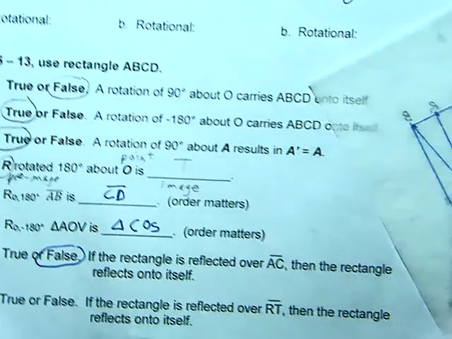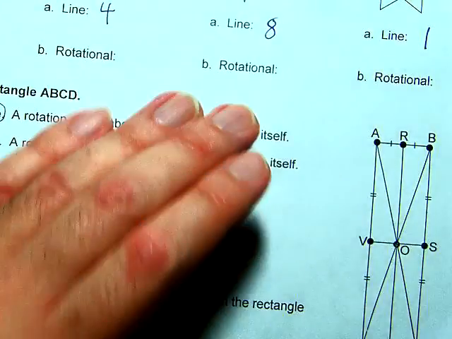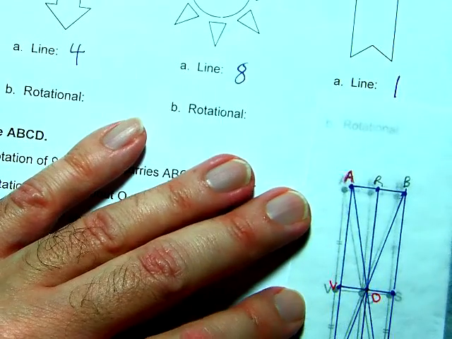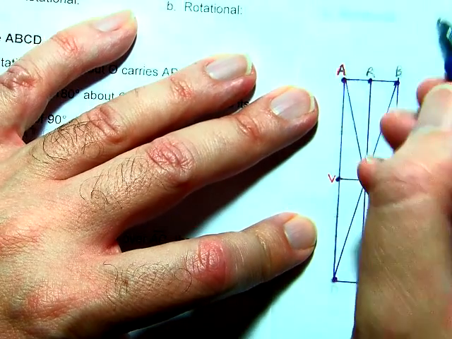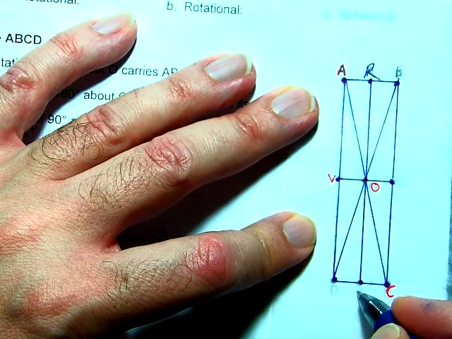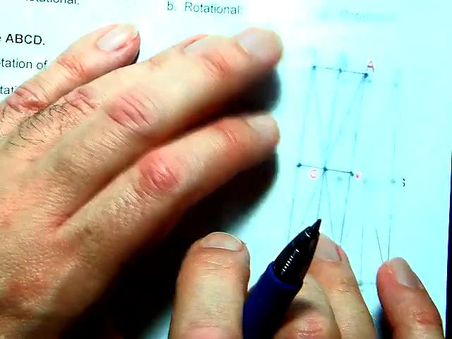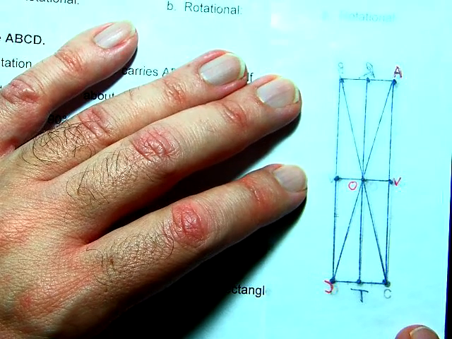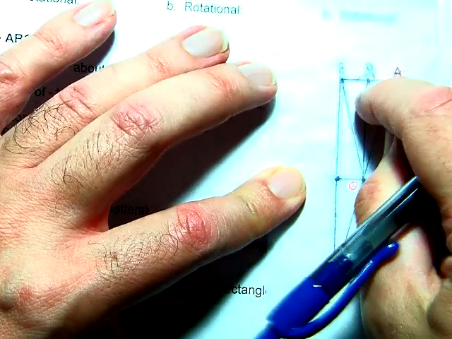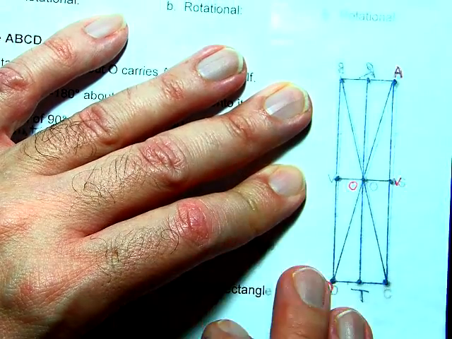Then, if the rectangle is reflected over RT, then the rectangle reflects onto itself. Let's again set this up, and remember where RT is. I'll write that in blue ink here. R is up here. T is down there. I think you're going to see if we line up RT with RT, then we do map the rectangle into itself. R is there, mapping into R still. T is down there, mapping into T still. So true, the rectangle does map into itself. This would be true.